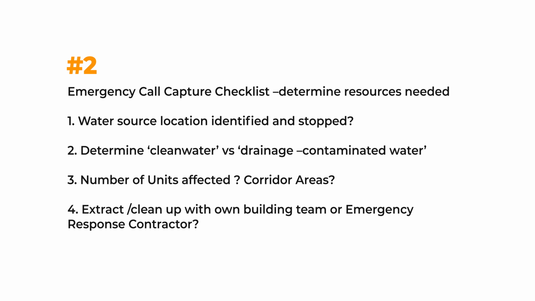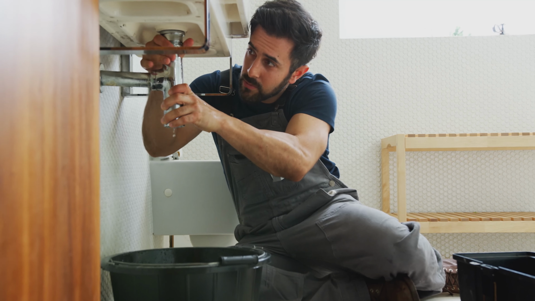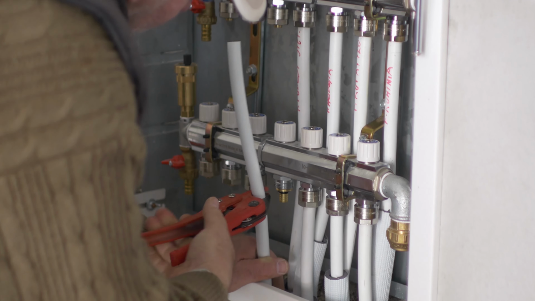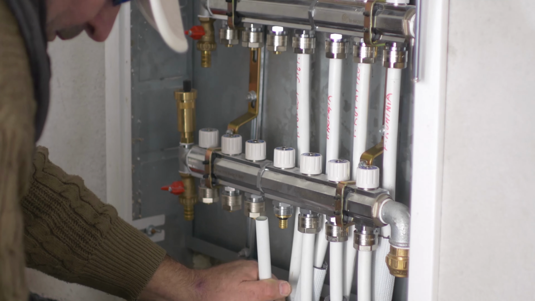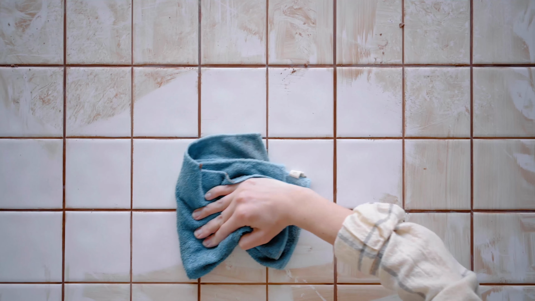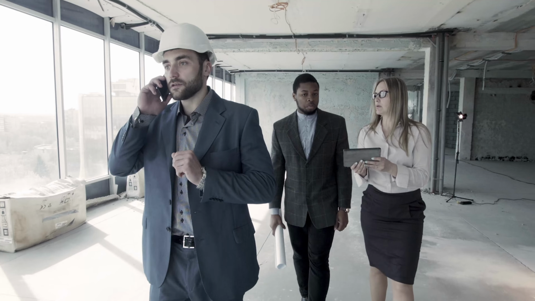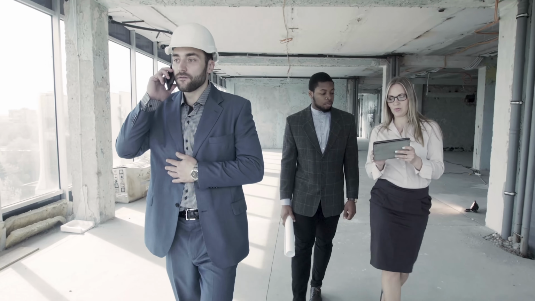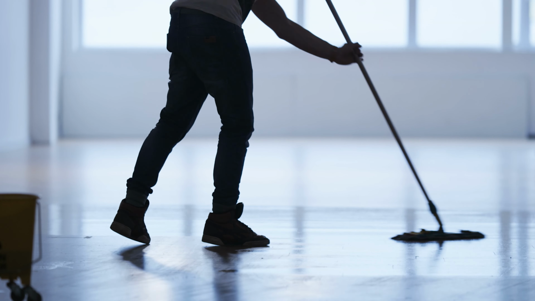2. Emergency call capture checklist. Determining the resources that are needed. In our example, the unit owner was able to quickly shut off their water, but we will presume there was a delay before they became aware. An outpouring like we saw would only need a half hour to cause water damages in units below and could affect corridors below. There are certain indicators to determine the resources needed, be it handle with your own team or call in the emergency response contractor.